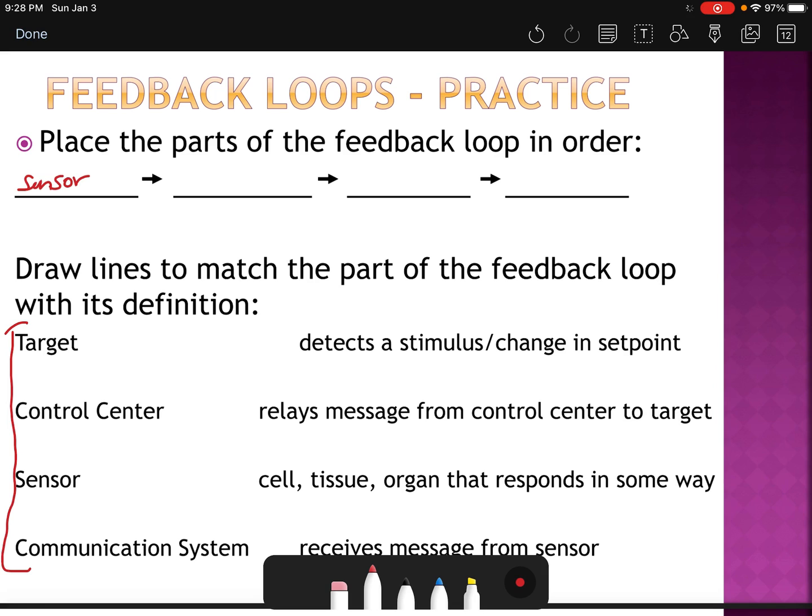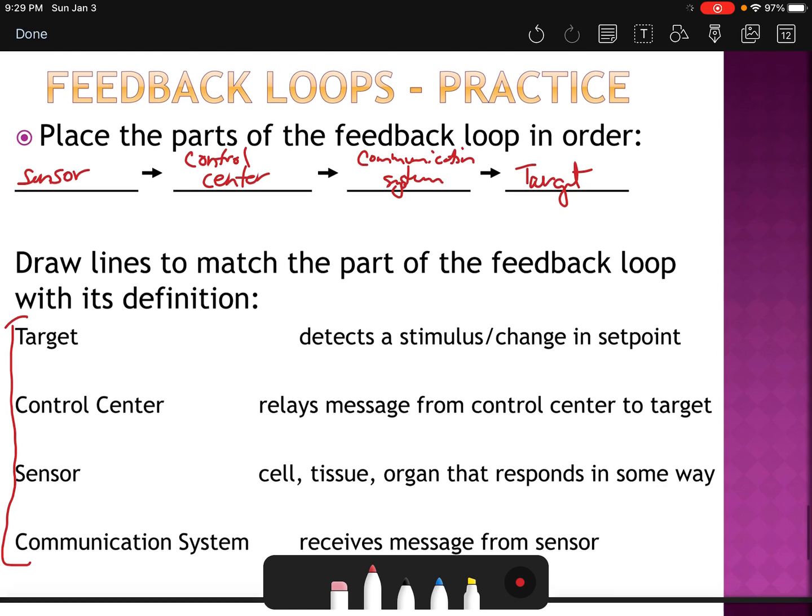From there, the sensor is going to, again, detect whether there's a change in something, and it's going to send that message to a control center. From there, the control center is going to compare it to the normal set point and say, yeah, it's off a little bit. We better send a message here via the communication system. And that communication system is going to relay the message to a target. And that target is what's going to respond in some way.